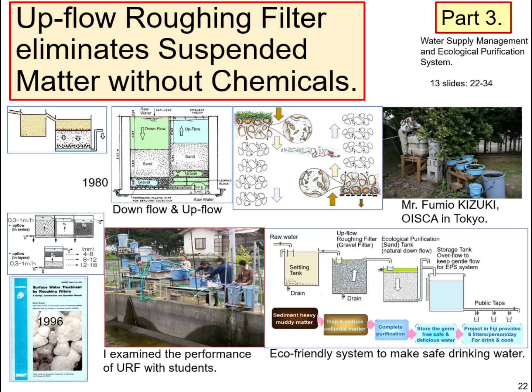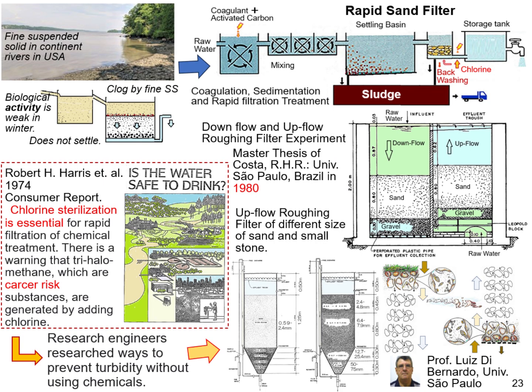EPS Part 3. Upflow roughing filter eliminates suspended matter without chemicals. Rapid sand filtration required a coagulant to reduce suspended matter. However, the chemicals were troublesome and posed a cancer risk. Engineers researched ways to prevent turbidity without using chemicals.